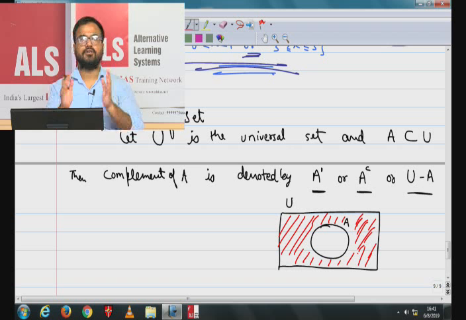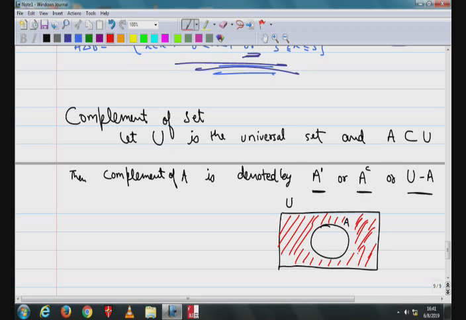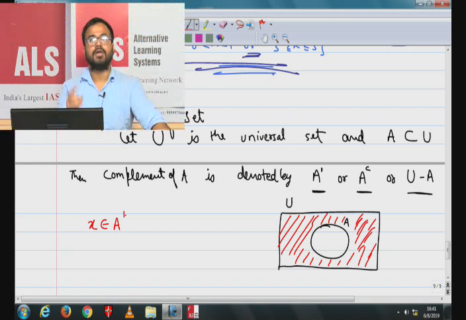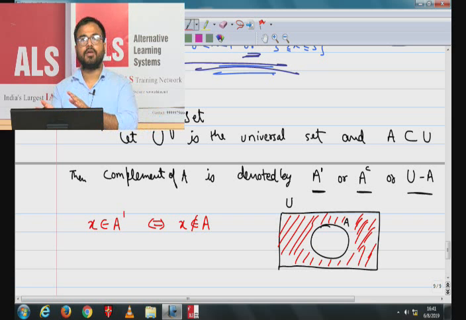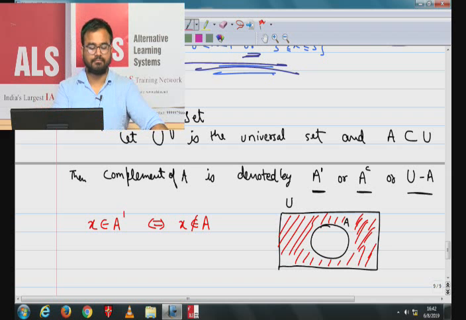So basically the values which do not belong to A, that is called the complement of A, or which are in not A. So basically we can say, if X belongs to A dash, if X is an element of A dash, it means if X is an element of complement of A, it implies that X does not belong to A. Or if X does not belong to A, it means X is an element of A dash. So you can understand it like this.